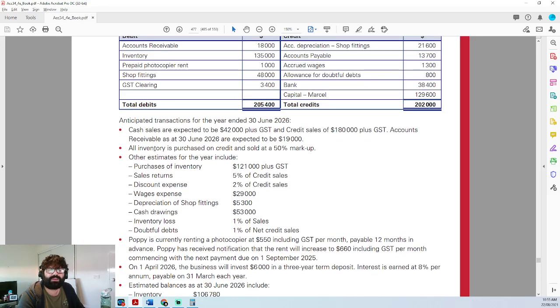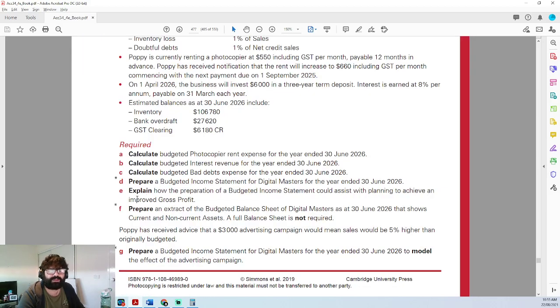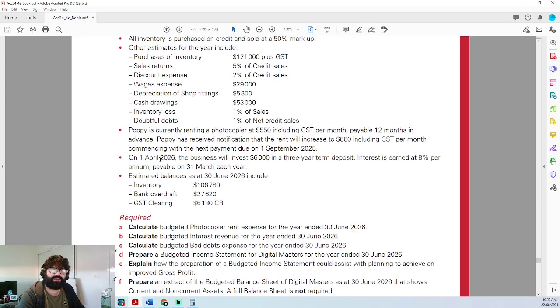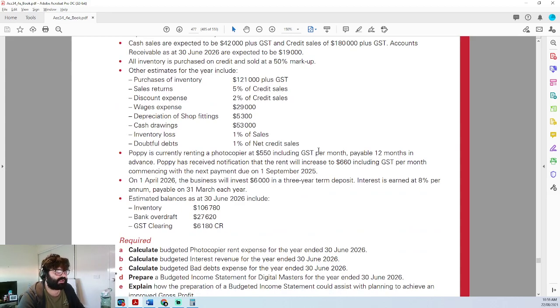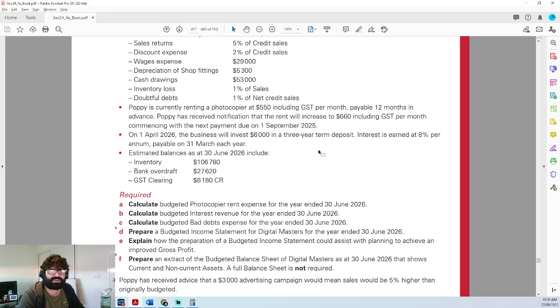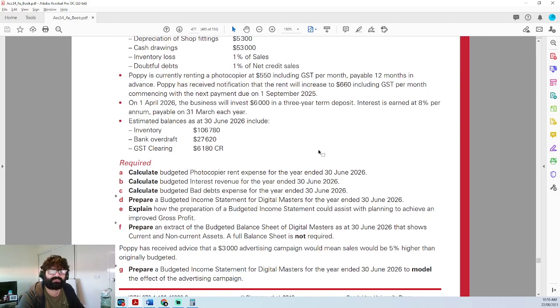So we see we've got all the key information, but we're just going to flip ahead quickly to E. Explain how the preparation of a budget income statement could assist with planning to achieve improved gross profit. So a theory question. We've got F, where we're using the information on these dot points to create the current and non-current assets part of the balance sheet. Don't need to do a full balance sheet, thankfully. And Poppy has received advice that the $3,000 advertising campaign would mean sales would be higher than originally budgeted, and we've got to do another budgeted income statement.